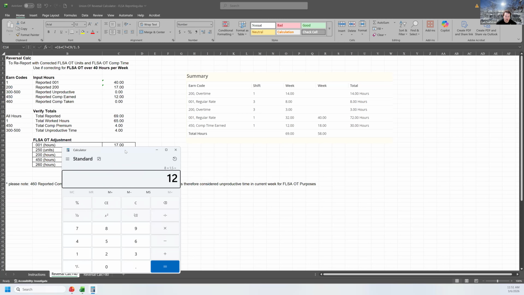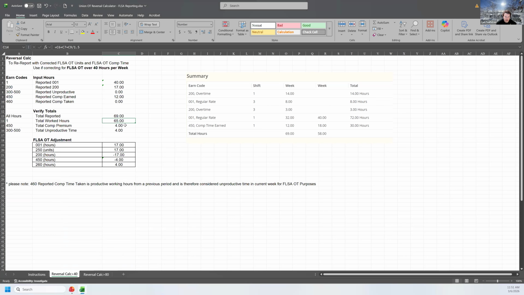That is considered your overtime premium hours, and that is what we show over here. So that comp time premium is then going here. And for the purpose of this calculator and this calculator only, it is considered unproductive time. That's because you didn't actually work those 4 hours. You are getting them as an OT premium. So for this calculator, we need to back those out.